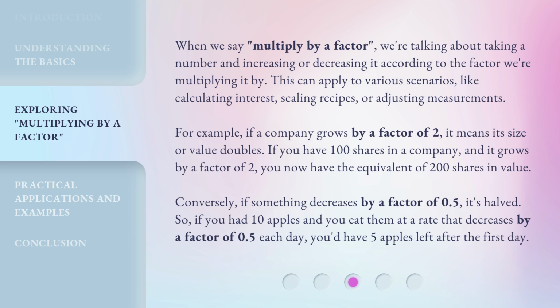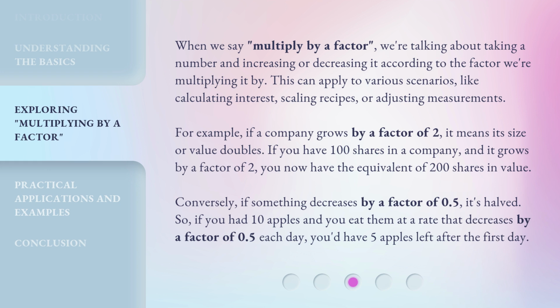When we say multiply by a factor, we're talking about taking a number and increasing or decreasing it according to the factor we're multiplying it by. This can apply to various scenarios, like calculating interest, scaling recipes, or adjusting measurements. For example, if a company grows by a factor of 2, it means its size or value doubles. If you have 100 shares in a company, and it grows by a factor of 2, you now have the equivalent of 200 shares in value.